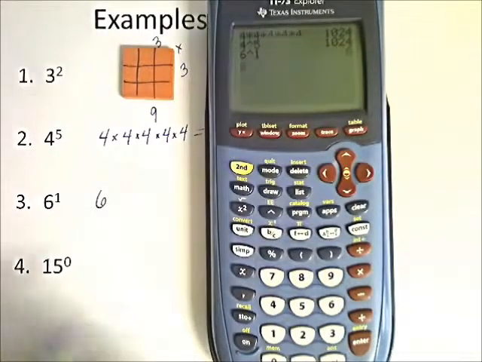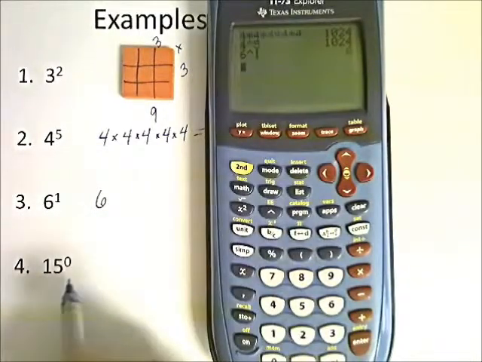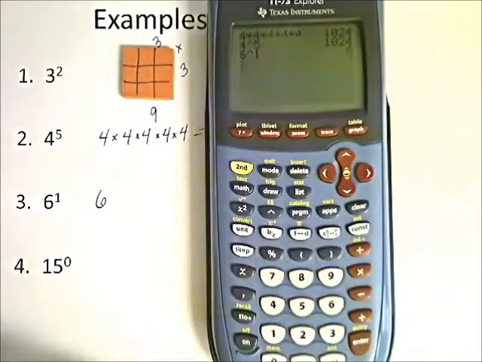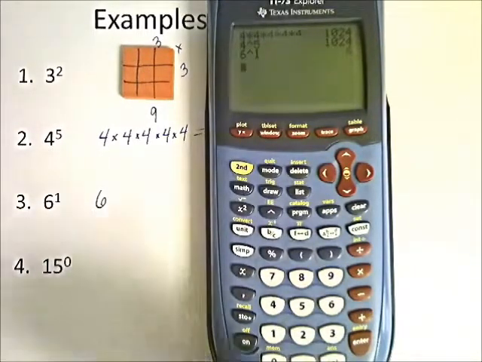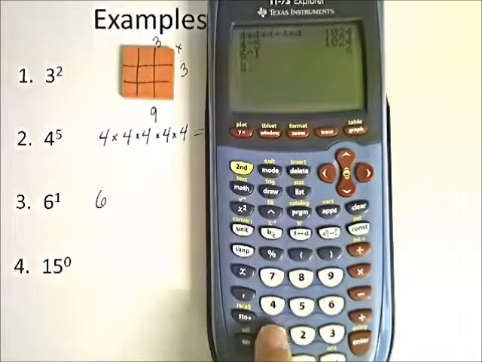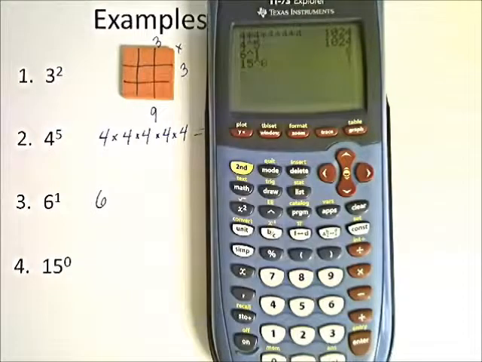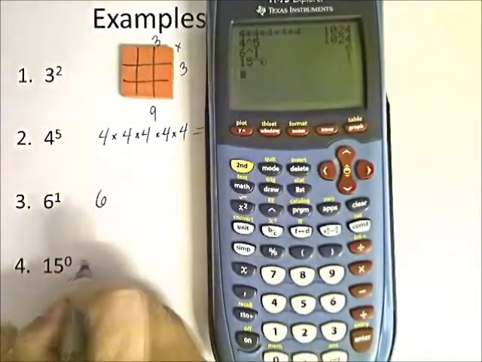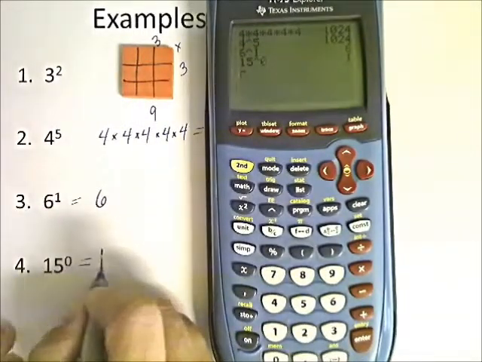Now the next one is 15 to the 0 power, and we think a lot in multiplication that any time a thing times 0 is 0, but this isn't exactly the same concept because you're raising 15 to the 0 power. And I know later on in math you're going to talk about the proof of why the answer is always what it is. If you put 15 to the 0 power into your calculator, you're going to get 1. So 15 to the 0 power, the value of that expression is 1.